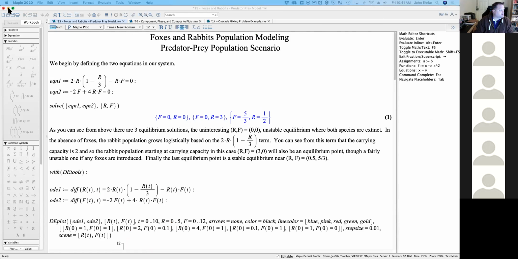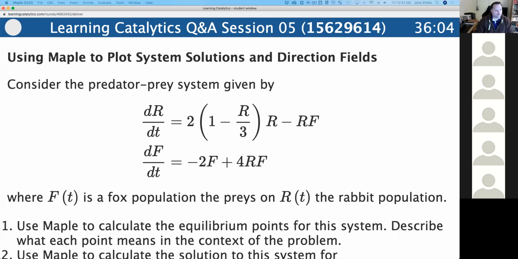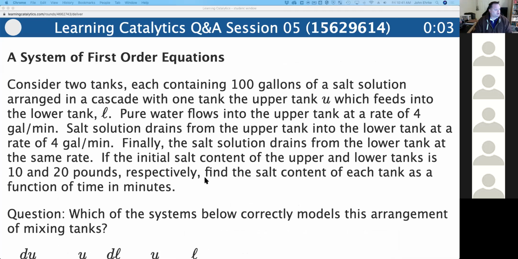So shifting gears a little bit, let's stop talking about rabbits and foxes. I think we've exhausted that particular model. That was a predator-prey model, by the way. So I want to talk about how do our mixing problems that we discussed earlier in the semester, how do they look from a system point of view?